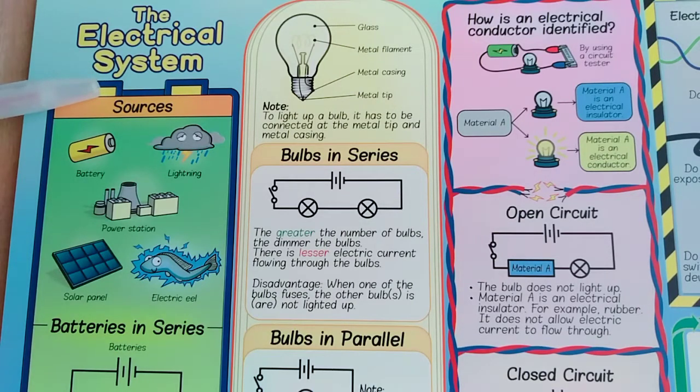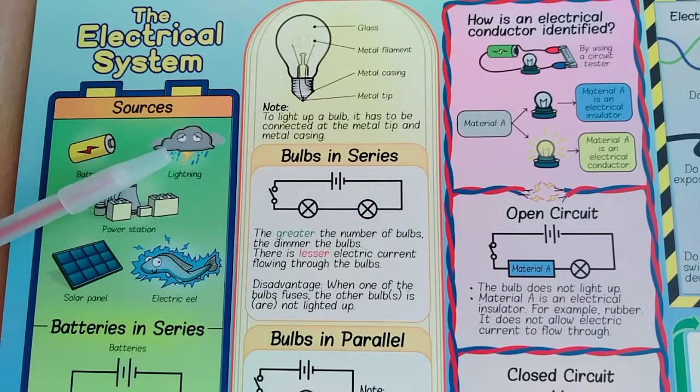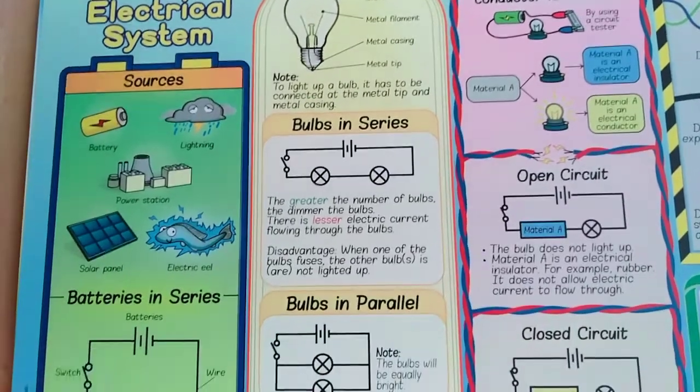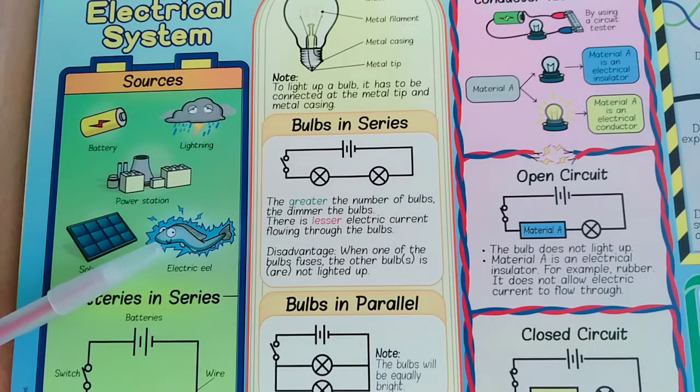Now, electrical system. We learned before the sources of electrical energy. So where can we find electrical energy? Well, a battery will have stored energy that can be converted into electrical energy. Lightning, of course, is a very natural source of electrical energy, and don't get struck by it. A power station can generate electrical energy. A solar panel can convert light energy from the sun into electrical energy. This is another form of natural source of electrical energy. So this will be the man-made sources, and this would be the natural sources.